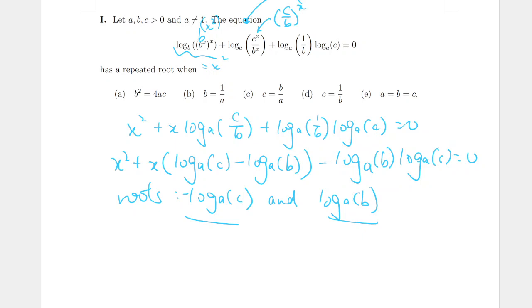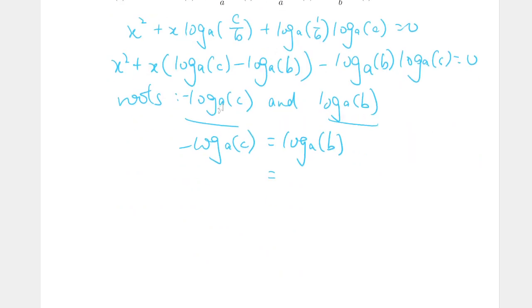Okay, so the roots are those, and you want to repeat the root, so you equate them. So log a c equals log a b. Good. Okay, now what happens? Well, the negative goes inside. So this is log a of c to the minus 1 equals log a of b.